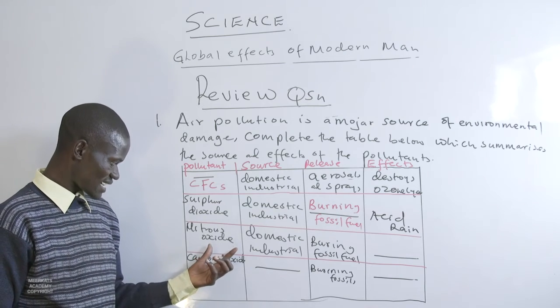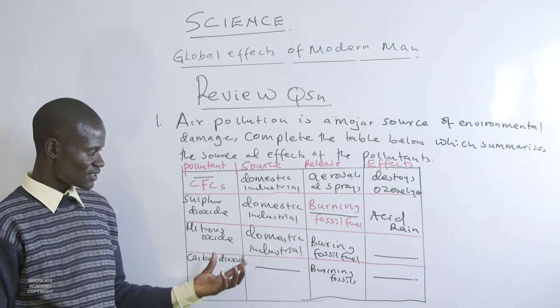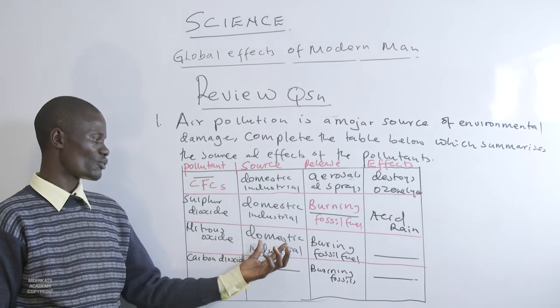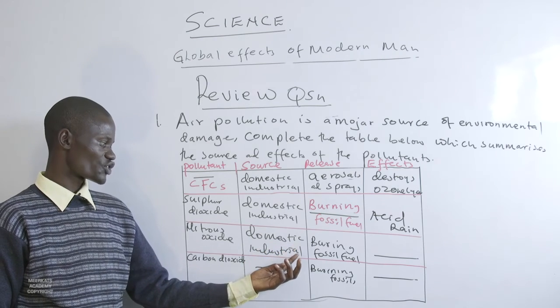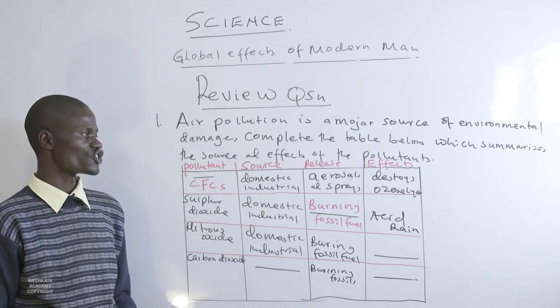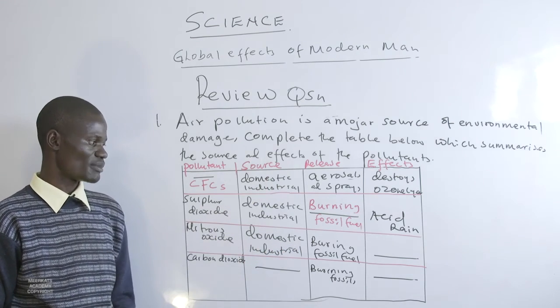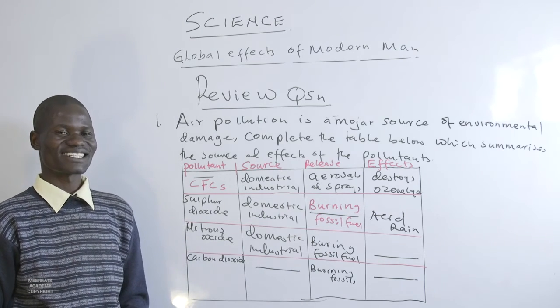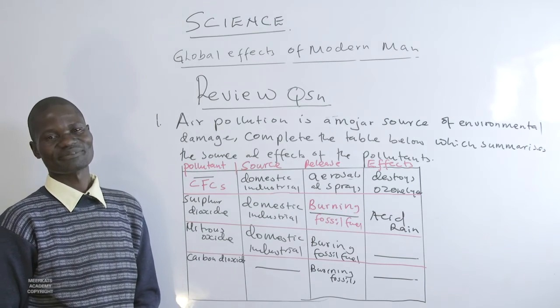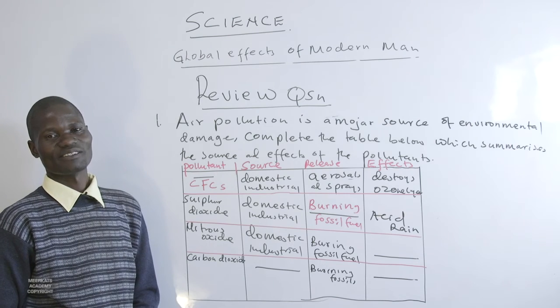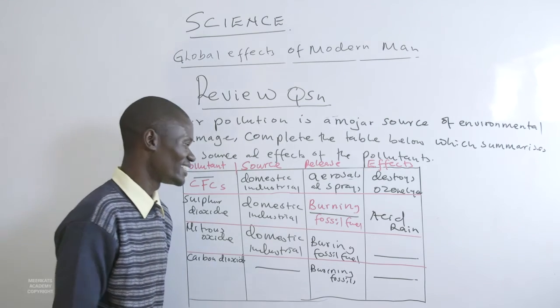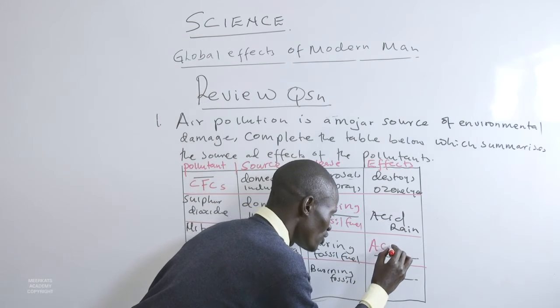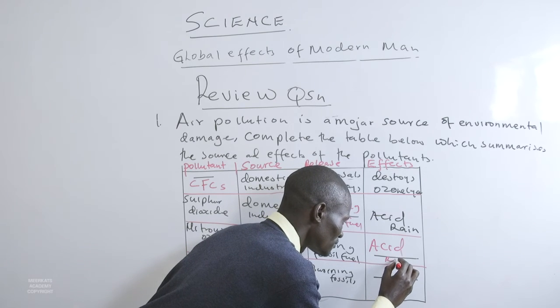What about nitrous oxide? Nitrous oxide is a domestic industrial gas. It is produced from industry that are domestic by burning. What do you think its effect? Probably you will find out that it also leads to the formation of an acid rain.